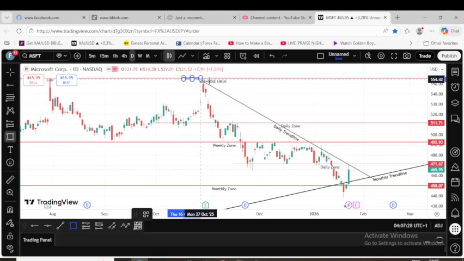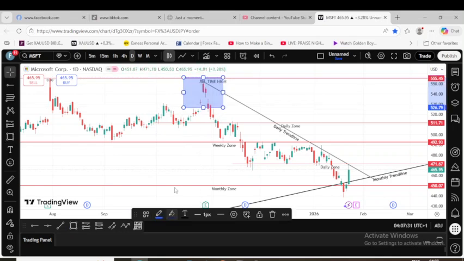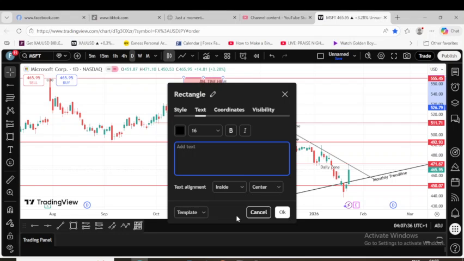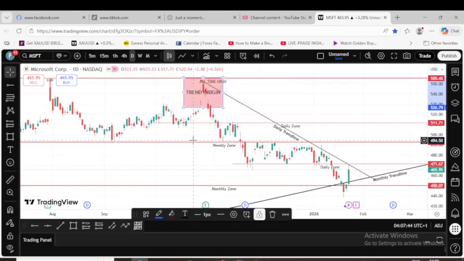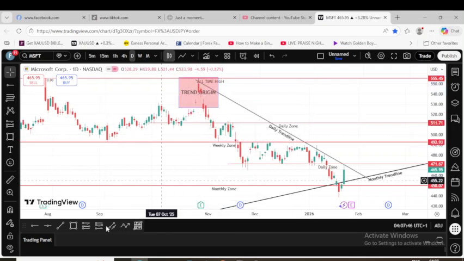So we want to identify our trend origin, which is obviously here. This is the highest point that price got to before obviously bearish momentum. This is our trend origin. So now we will mark out our market structure from this point. So we have an impulsive move here.